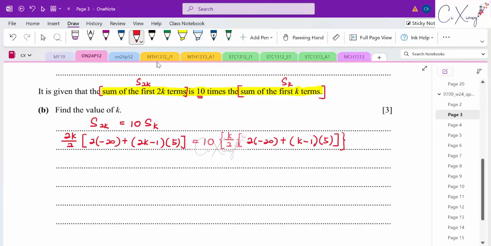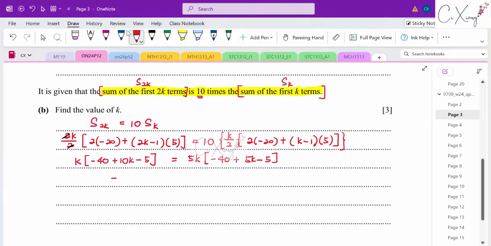Okay, and try to simplify everything here. So maybe you can cancel off the k, the 2 and the 2. Then try to simplify everything inside. You'll be having k, and then -40 plus 10k minus 5. If you do it very carefully, then for this part you're having 5k, -40 as well, plus 5k minus 5.